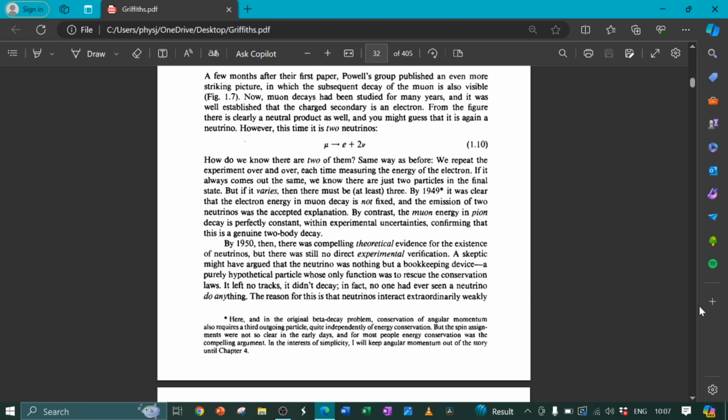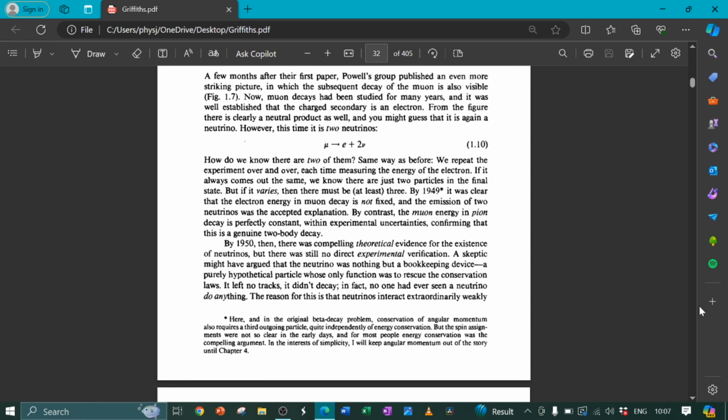Here and in the original beta decay problem, conservation of angular momentum also requires a third outgoing particle, quite independently of energy conservation. But the spin assignments were not so clear in the early days, and for most people, energy conservation was the compelling argument. In the interest of simplicity, I will keep angular momentum out of the story until chapter 4.